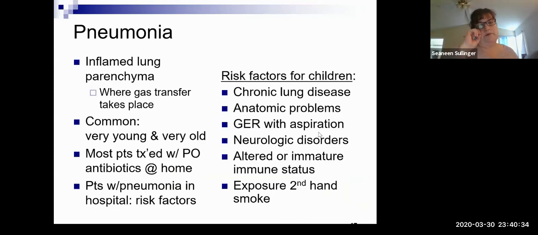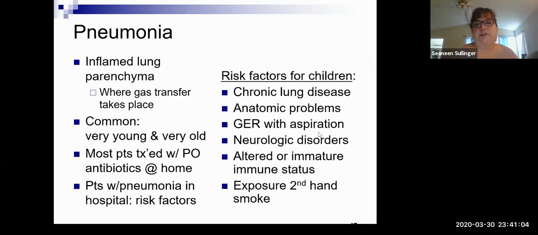And then moving on to pneumonia. So you get a lung that's inflamed, which is where the gas transfer takes place, and so the gas doesn't transfer into the blood and oxygenate the way that it's supposed to. It's very common in the very young and very old. You can generally treat with oral antibiotics at home. However, in the elderly, a lot of times they'll have to be hospitalized, and in the babies as well.